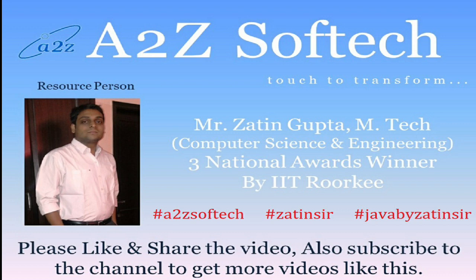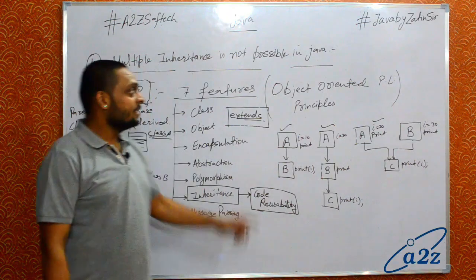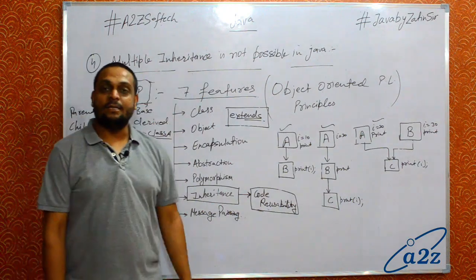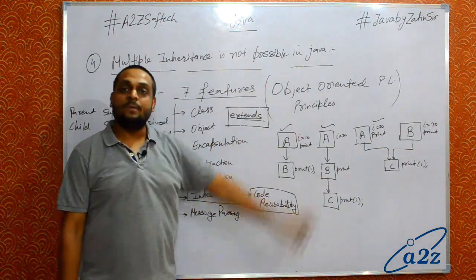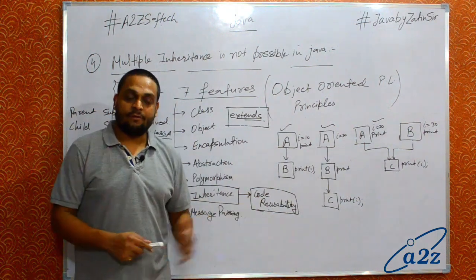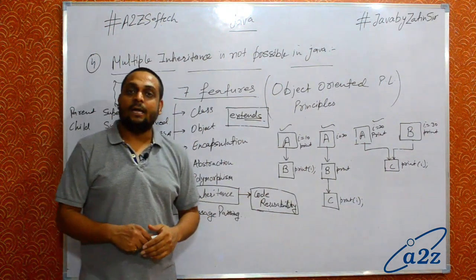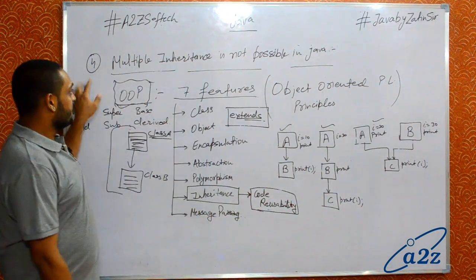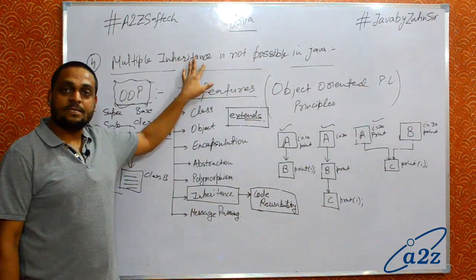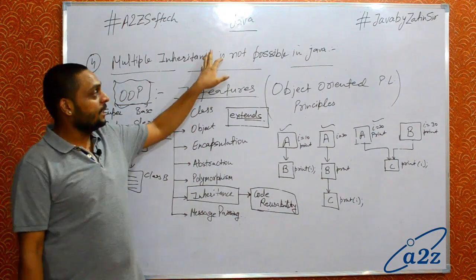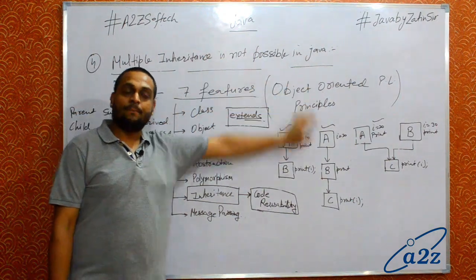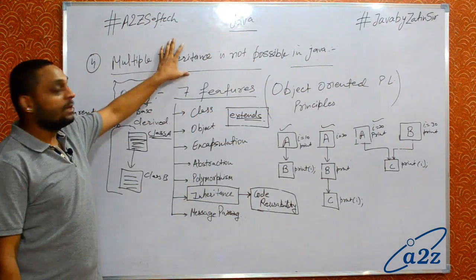Now let's start with the topic. Our today's topic is multiple inheritance is not possible in Java. As you all are aware, we are discussing differences between C++ and Java. So the next difference is that multiple inheritance is a part of C++, but it is not a part in Java. Now, first of all, what is inheritance?